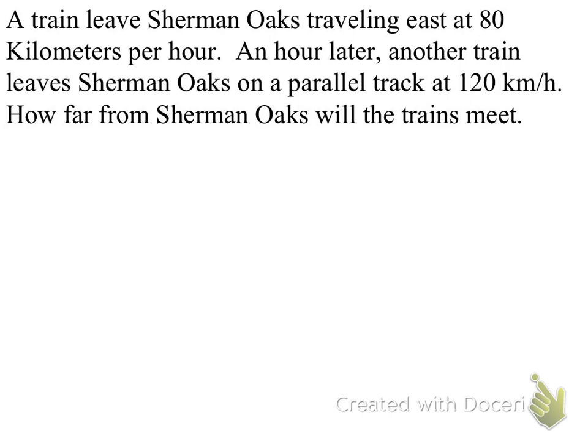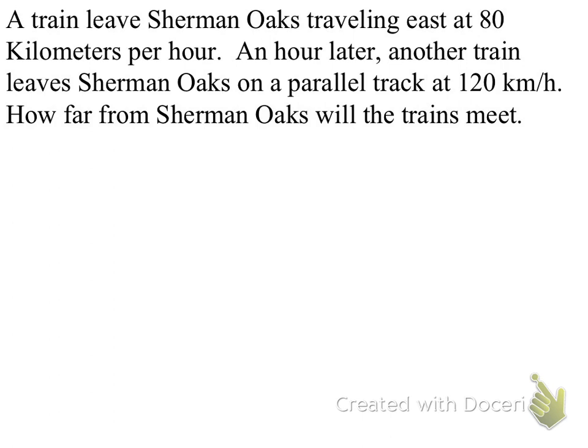Okay, here we go. A train leaves Sherman Oaks traveling east at 80 kilometers per hour. An hour later, another train leaves Sherman Oaks on a parallel track at 120 kilometers per hour. How far from Sherman Oaks will the trains meet? I think they're meaning west.